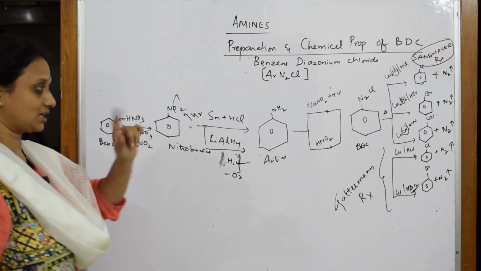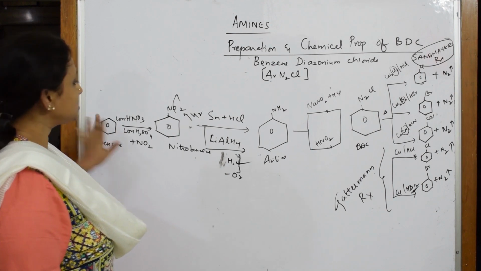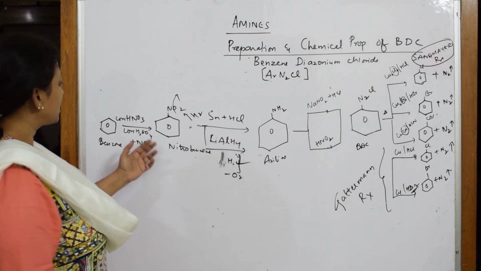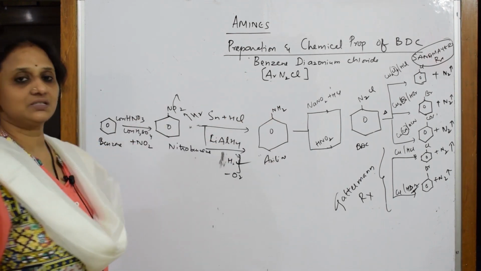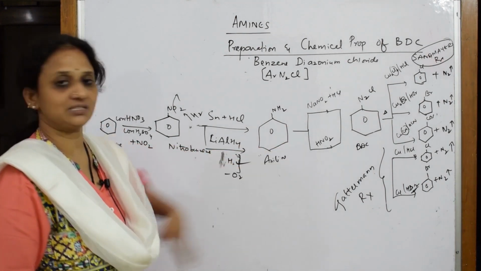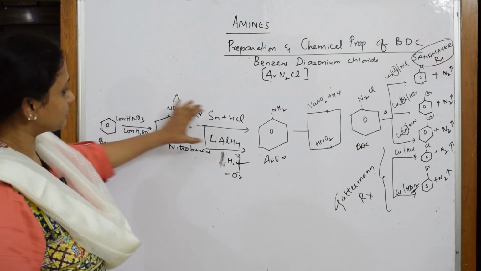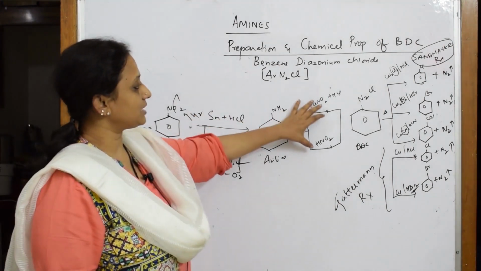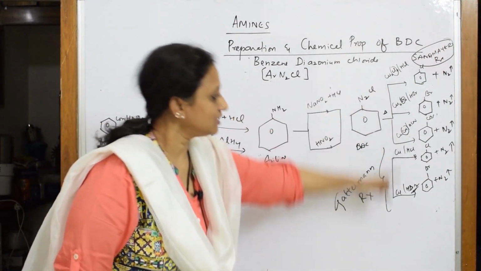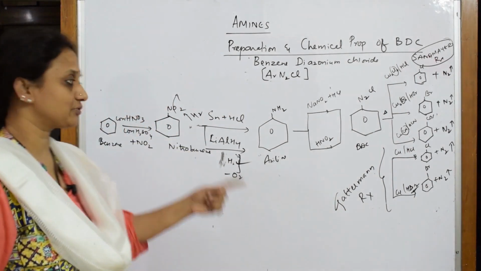Whenever you have to prepare your BDC, try to take this. Conversions: convert benzene to BDC, convert nitrobenzene to BDC, convert aniline to BDC. So this is your sequence. Very simple. With the reducing agent, aniline, I am getting BDC. Finally, let us again meet with the next set of reactions.